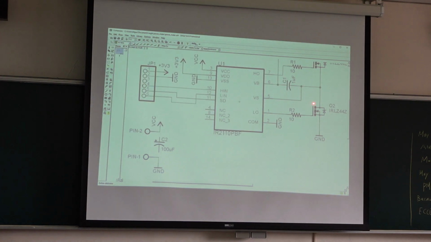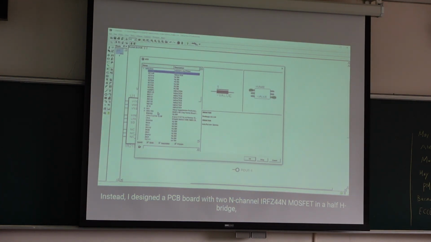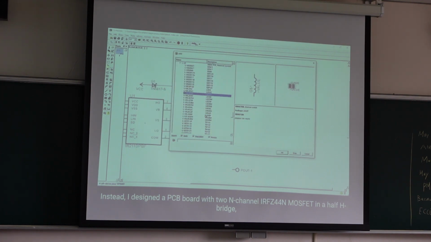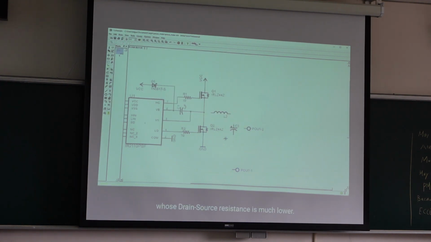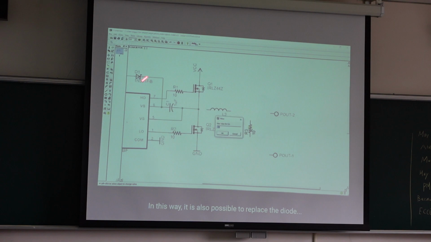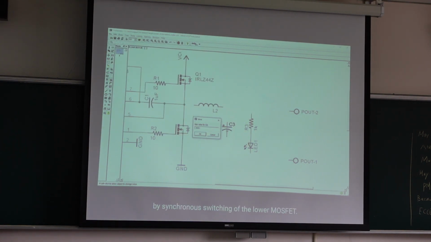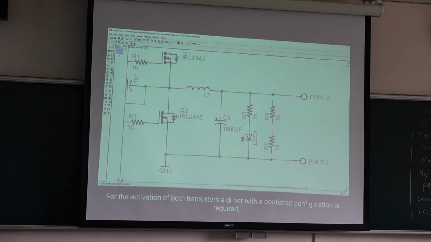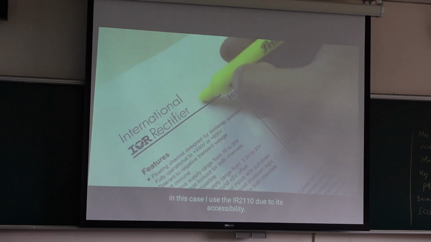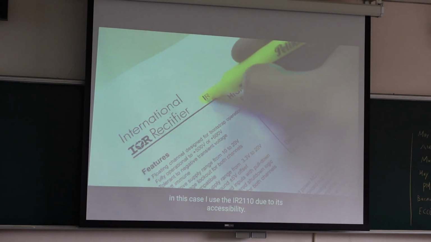En su lugar, diseño una tarjeta PCB con dos MOSFETs IRFZ44N de canal N, obviamente, en medio puente H, cuya resistencia drain source es muchísimo más baja. De esta manera, también es posible sustituir el diodo para la conmutación síncrona del MOSFET inferior. Para la activación de ambos transistores se requiere de un driver con la configuración Bootstrap. En este caso utilizo el IR2110 por su accesibilidad.